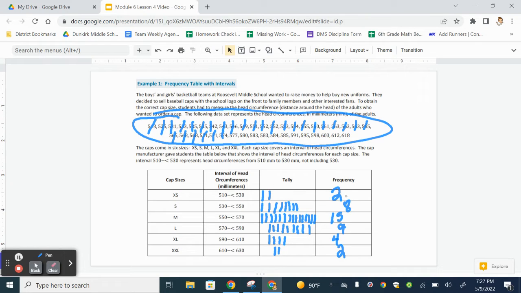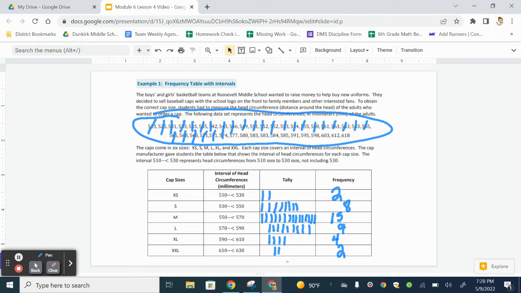So I already went ahead and did this. I have 2 tally marks here. That indicates 2 there. 1, 2, 3, 4, 5, 6, 7, 8 tallies here. So that means it's a frequency of 8. I have 15 tallies here. So that's a frequency of 15. 9 here, 4 here, 2 here. So easy peasy on creating your frequency table.